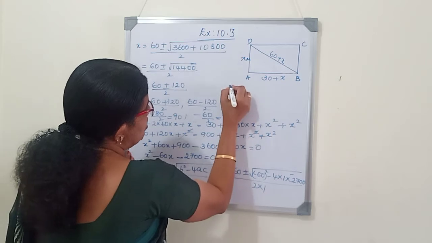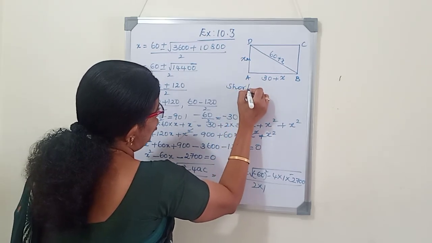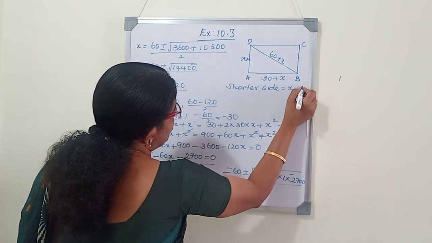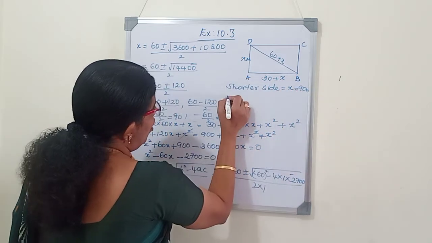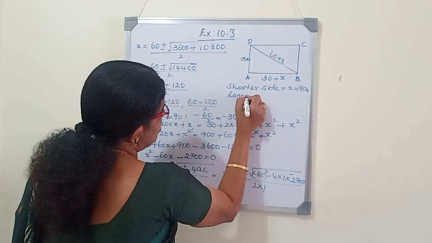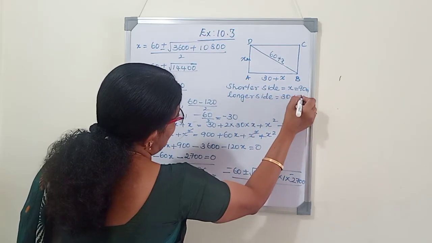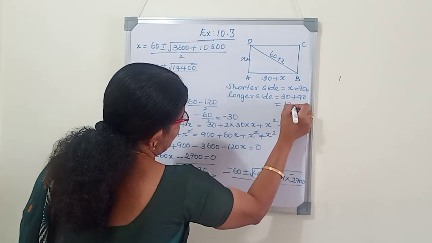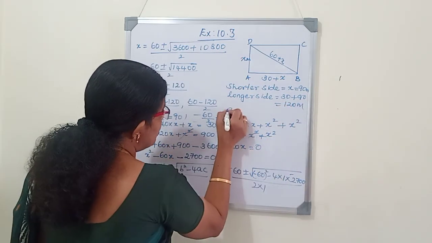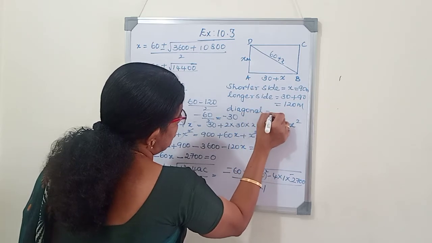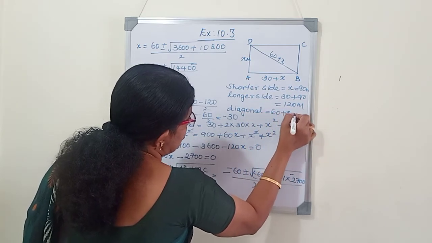Therefore, the shorter side is equal to x, shorter side is 90 meter. Now longer side equals 30 plus x. So 30 plus 90, 120 meter. And the diagonal is 60 plus x. Diagonal equals 60 plus x. So 60 plus 90.